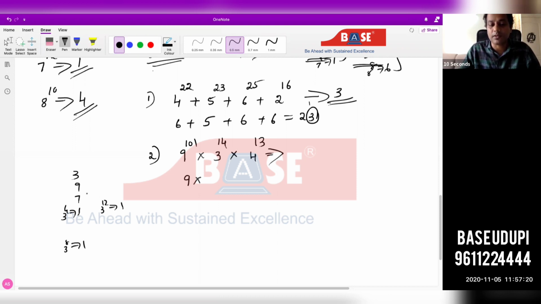3 power 13, 3. 3 power 14, 9. 3 power 14 is 9. And what is the 4 series? Either 4 or 6. Odd power is 4, even power is 6. So 4 power 13 ends with 4.